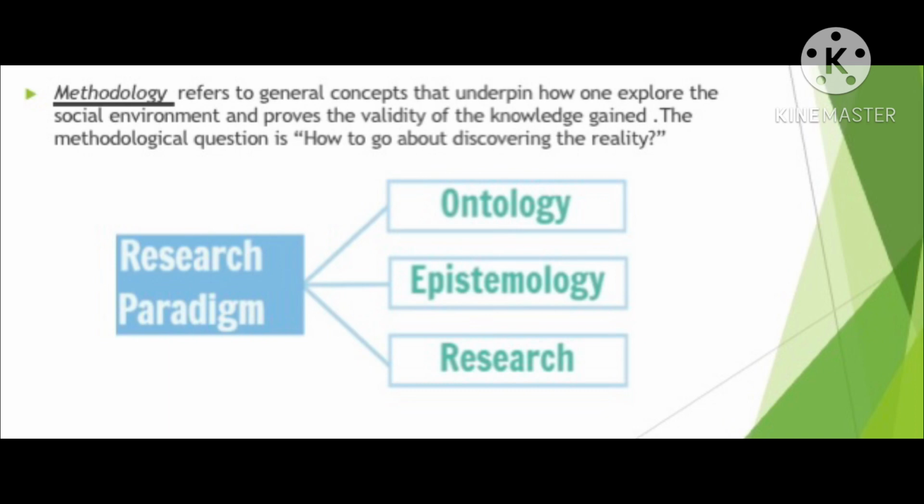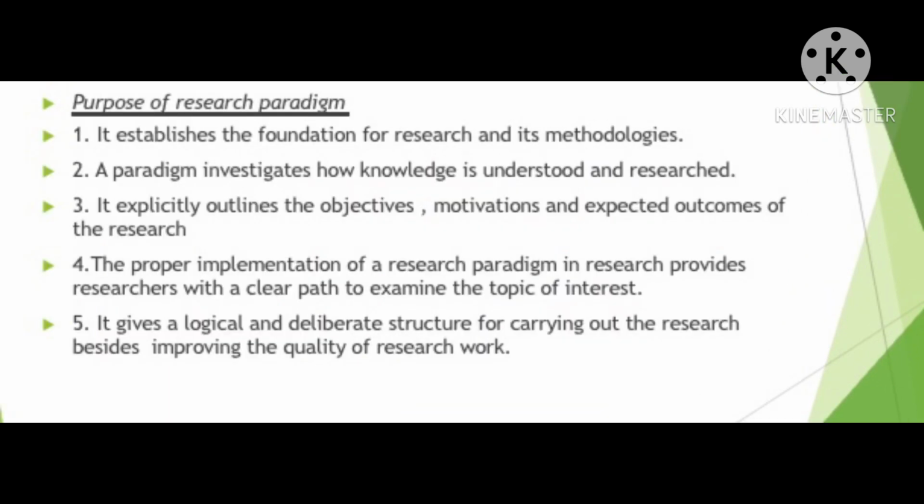Now we can see in the picture the three pillars of research paradigm. First one is ontology, second one is epistemology, and third one is research methodology. That methodology is missing there; the third one is actually research methodology. In the next slide, we will see what the purposes of research paradigm are.